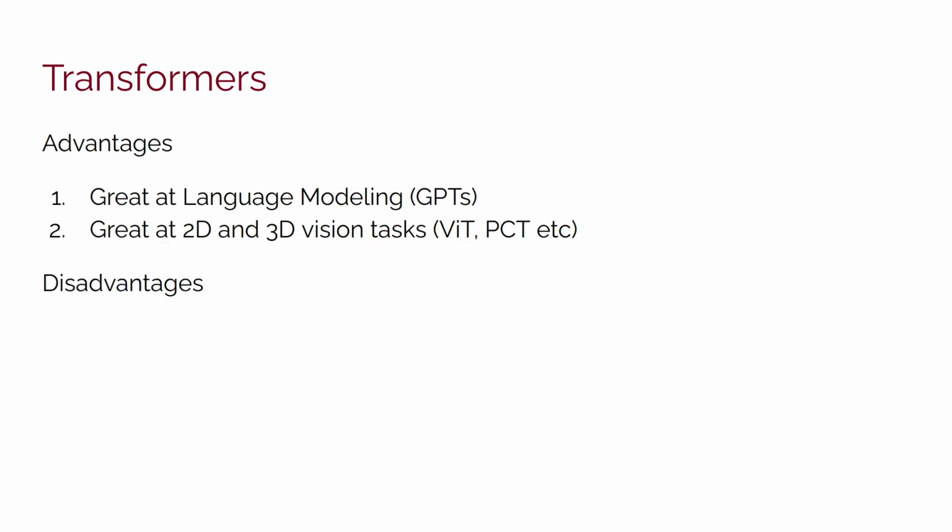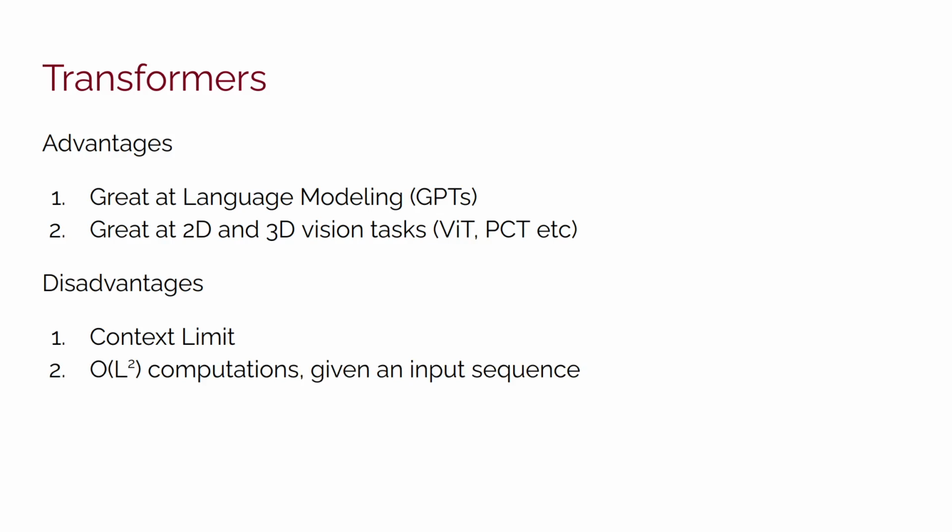There are some disadvantages as well. The first thing is that they have a hard context limit. Once you cross that context limit, even in theory, the transformer cannot produce any more data. It will start hallucinating. And it takes O of L squared computations, where L is the length of the input sequence. So can we do better than this?